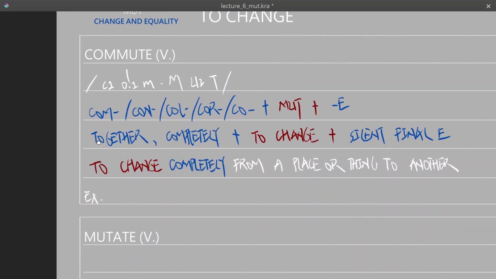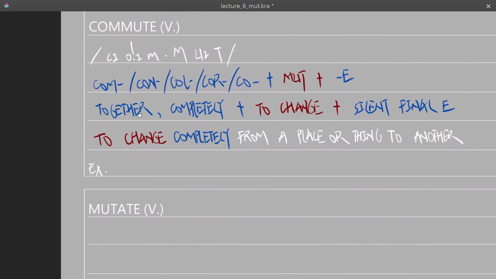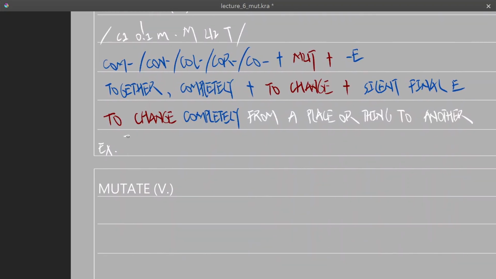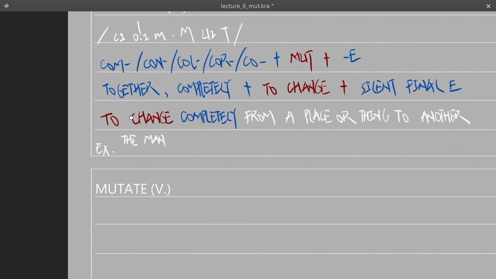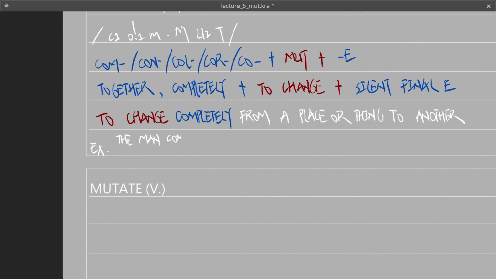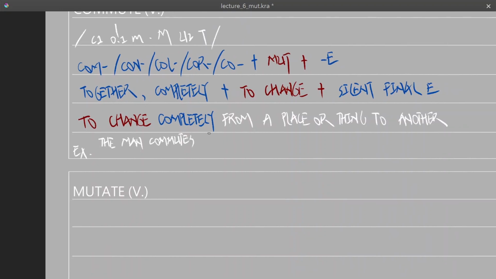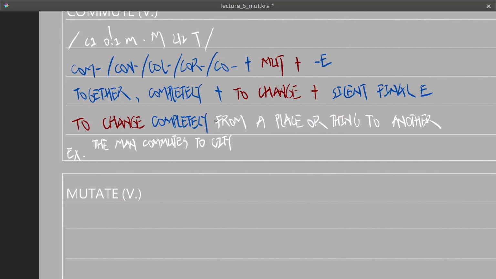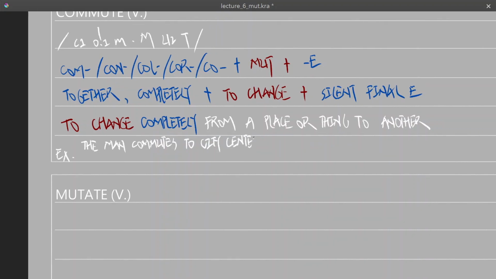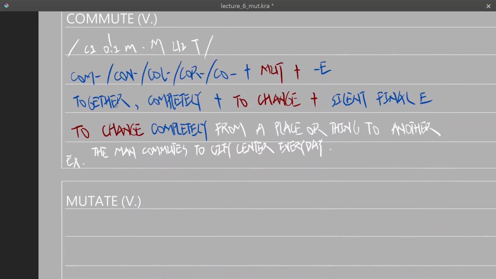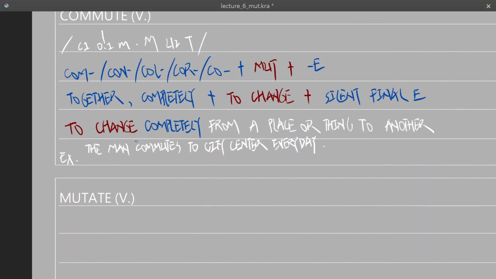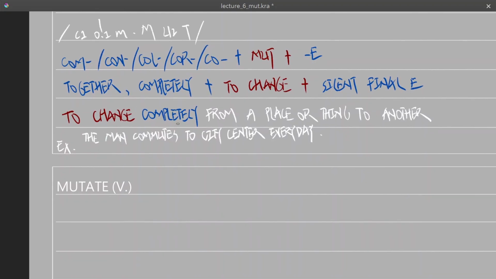For example, let's use transportation as an example: the man commutes to the city center every day. It simply means the guy goes to the city center to work every day, from where he lives to where he works.